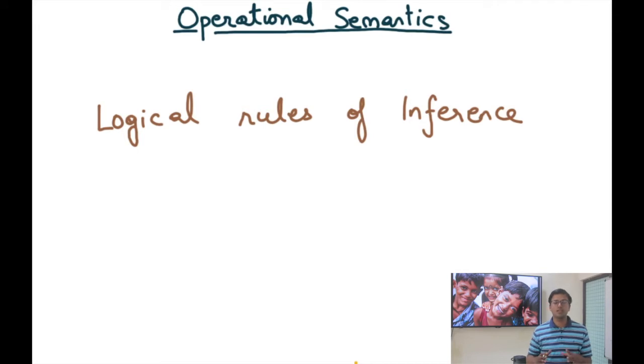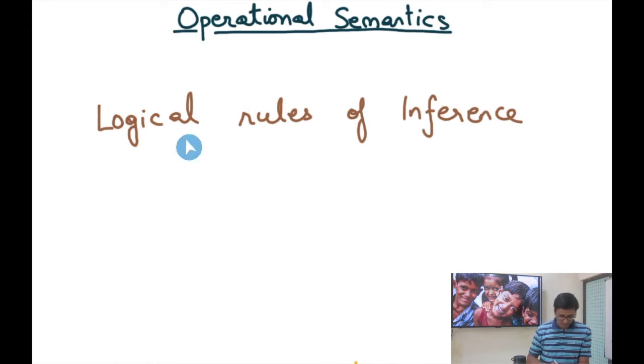Recall that we also said that all these different types of operational semantics are essentially equivalent. They're just different ways of representing the same properties. And so we just choose one of them, which is big step operational semantics, primarily because they are easy to understand and easy to formulate. Okay, so how are we going to specify the operational semantics? We're going to specify them as logical rules of inference.